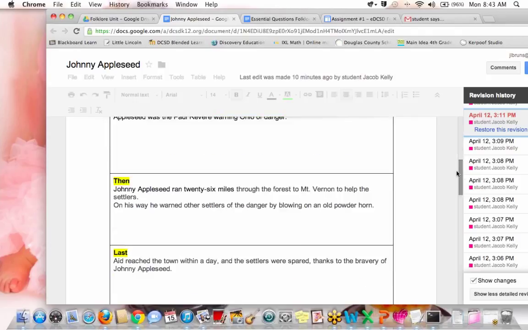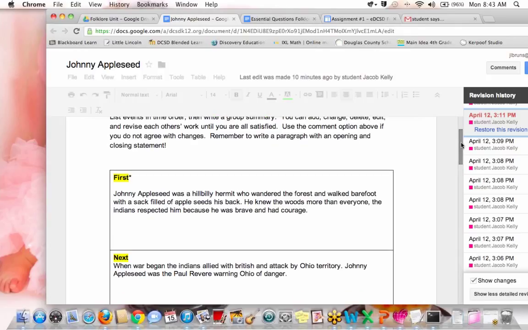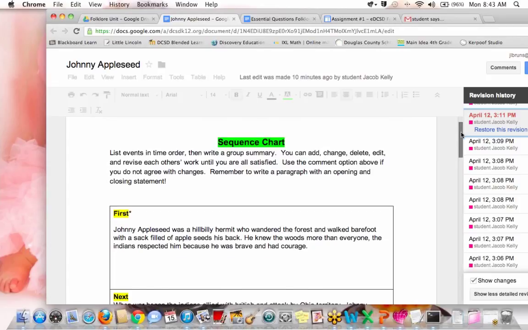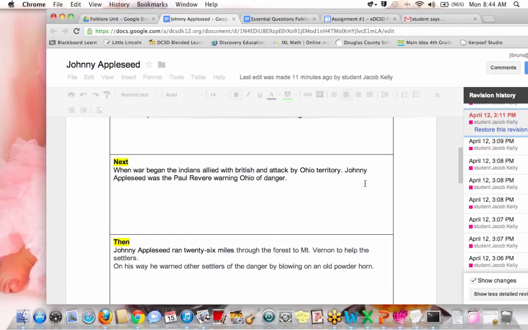Let's see. Okay. All right, so first in Johnny Appleseed, he was a hillbilly hermit who wandered the forest and walked barefoot with a sack filled with apple seeds on his back. He knew the woods more than anyone, and the Indians respected him because he was brave and had courage. Next, when the war began, the Indians allied with British and attacked Ohio's territory. Johnny Appleseed was the Paul Revere warning, probably to Ohio, that there was danger coming.